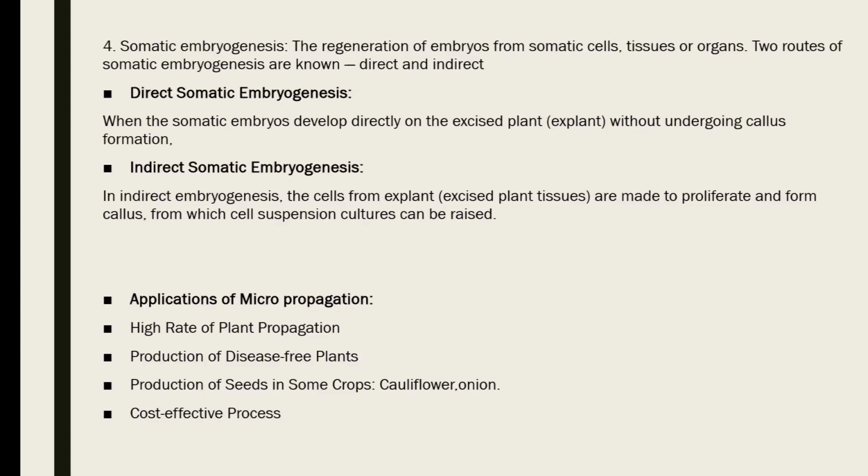Somatic embryogenesis is the regeneration of embryos from somatic cells, tissues or organs. There are 2 routes of somatic embryogenesis, direct and indirect. Direct somatic embryogenesis. The somatic embryos develop directly on the excised plant explant, without undergoing callus formation. Indirect somatic embryogenesis. In indirect embryogenesis, the cells from the explant, the excised plant tissues, are made to proliferate and form callus, from which cell suspension cultures can be raised.